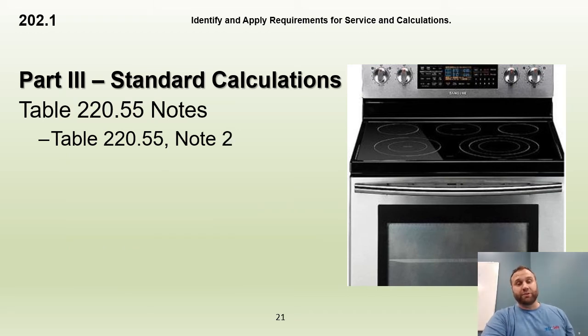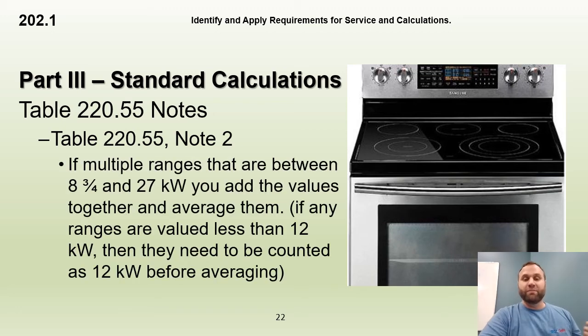Now, note number 2. Table 220.55, note number 2. If multiple ranges are between 8 3/4 and 27 kilowatts, you can add the values together and average them up. If any ranges are valued less than 12 kW, then they need to be counted as 12 kW before you do your averaging.